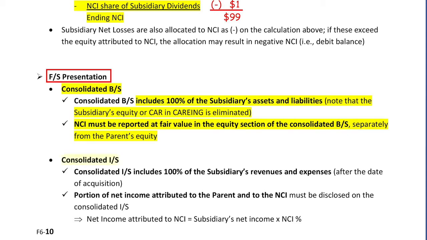Next, highlight consolidated income statement, and highlight includes 100% of the subsidiary's revenues and expenses after the date of acquisition. And highlight portion of net income attributed to the parent and to the NCI must be disclosed. And underline net income attributable to NCI equals subsidiary's net income multiplied by the NCI percentage.